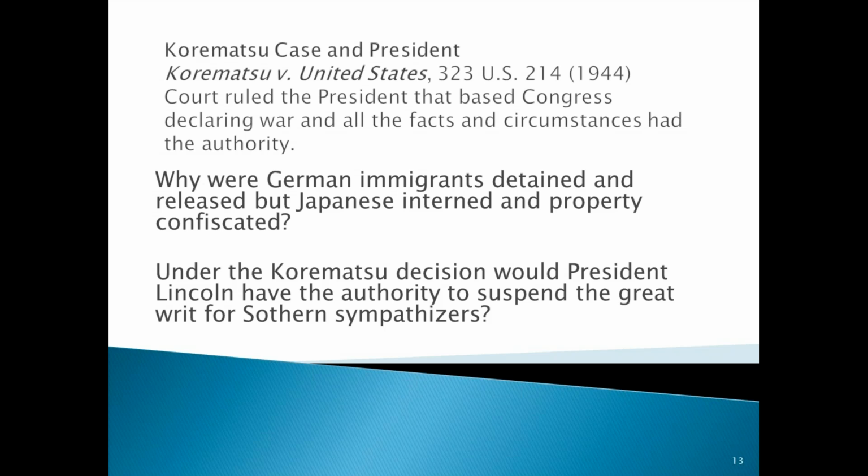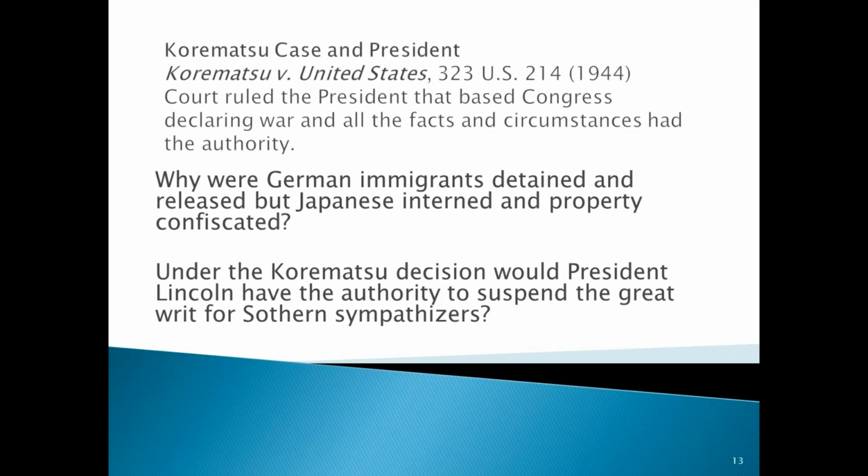Why were the German immigrants detained and released, but the Japanese immigrants not? Does anybody have any ideas on that? So this gets into a complicated question. If you read the case, there's a lot of arguments made.